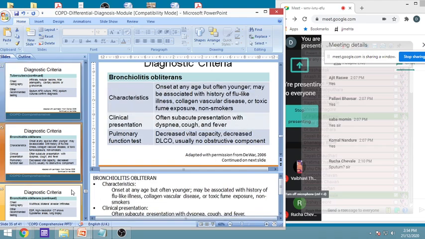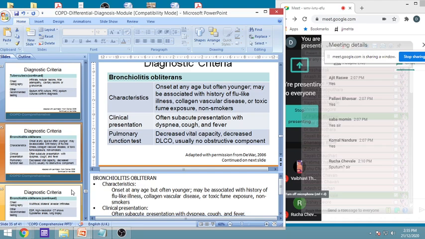Then bronchiolitis obliterans, then we can check about it. It can occur at any age, but it normally occurs at a younger age. So only this has chances like asthma, which is also at a younger age. In other cases, they are after 40, 50 age. Then check the history of flu-like illness, collagen vascular disease, or toxic fume exposure. They can be non-smokers also. Clinical presentation is often subacute with dyspnea, cough and fever. We have to go for various pulmonary function tests.